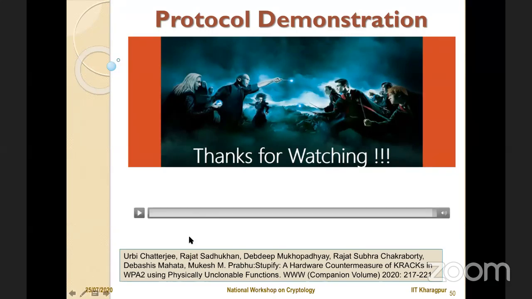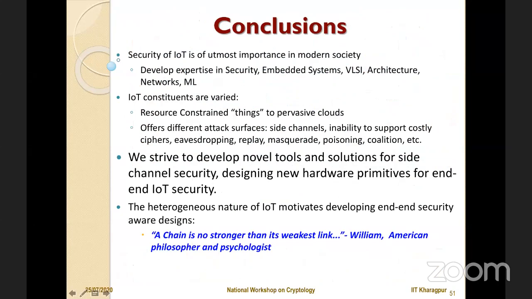So that brings me to the concluding slide of my talk. I tried to show that security of IoT is of utmost importance in modern society. We need to develop expertise in several domains like security, embedded systems, VLSI architecture, networks, and ML. All of them are important simultaneously. IoT constituents are varied: we have resource-constrained things at one end and a pervasive cloud on the other end. All of them offer different attack surfaces like side channel attacks, inability to support costly ciphers, eavesdropping, replay, masquerading, poisoning, and so on.